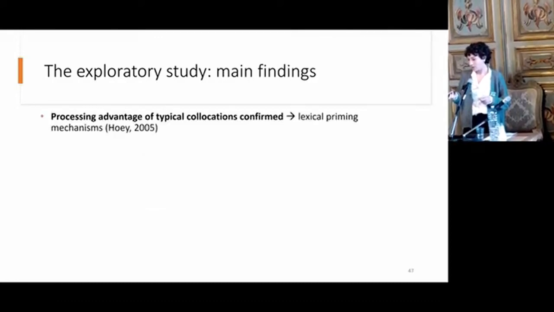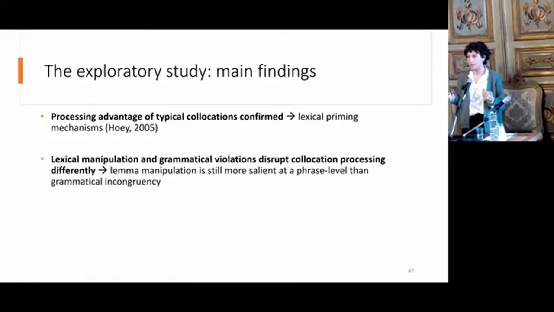Okay, so let's turn to discuss the main findings of this exploratory study. Our results confirm the processing advantage of typical collocations over modified word pairs. And this processing advantage can be explained in terms of the lexical priming theory. So lexical priming mechanisms guide the online processing of collocations. Readers are able to recognize a collocation during online processing based on the priming relationship between the collocation's elements. So when a reader encounters the first element of a collocation, he or she is able to recall the second one. And modifying a collocation can disrupt the lexical priming mechanisms during online processing.